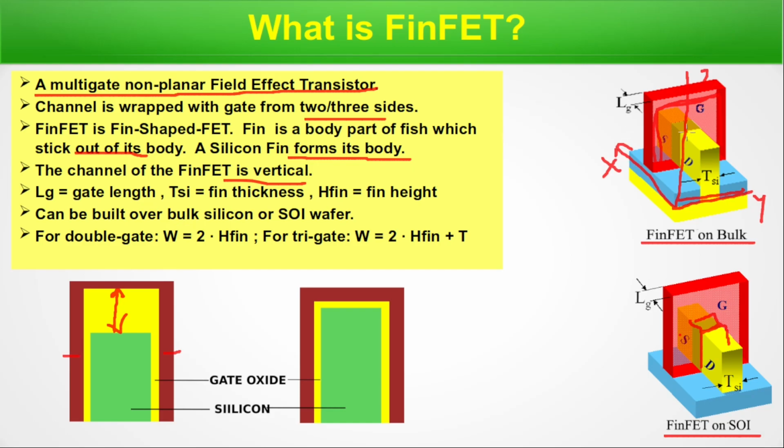LG is the gate length. T silicon is the fin thickness, and the height of the fin is H fin. It can be built over a bulk silicon or SOI wafer. So the basic wafer can be a bulk wafer or an SOI wafer.